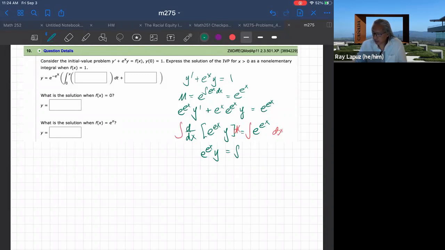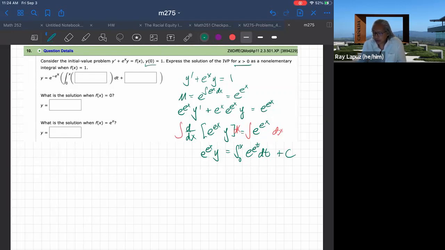And we want x as the variable, and we're going for x bigger than 0. So let's start from 0 to some x. And then now we have to change the dummy variable here. Let's just use dt. And then when we do that, we're going to get an extra constant that pops out.